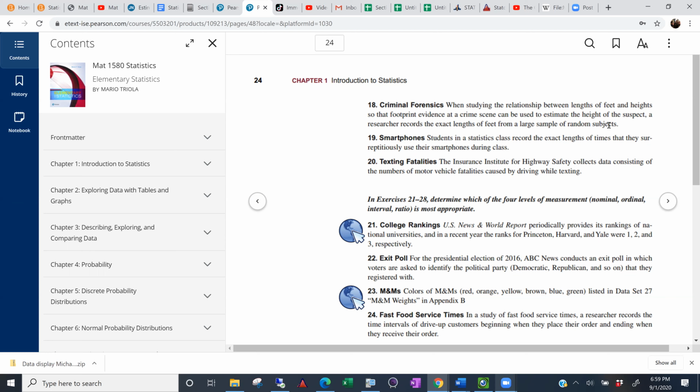I appreciate your help here. Thank you. Are you convinced and happy that that's continuous there? Yeah. Okay, thanks, Frank. Texting fatalities. The Insurance Institute for Highway Safety collects data consisting of the number of motor vehicle fatalities caused by driving while texting. Of course, anything more than 0 is a real tragedy. But what kind of data is this?